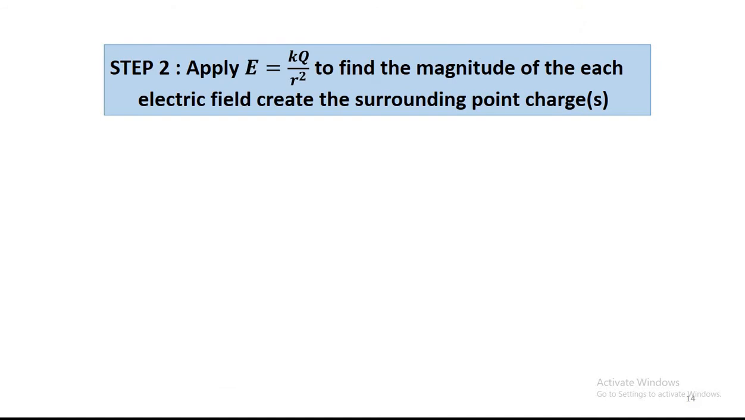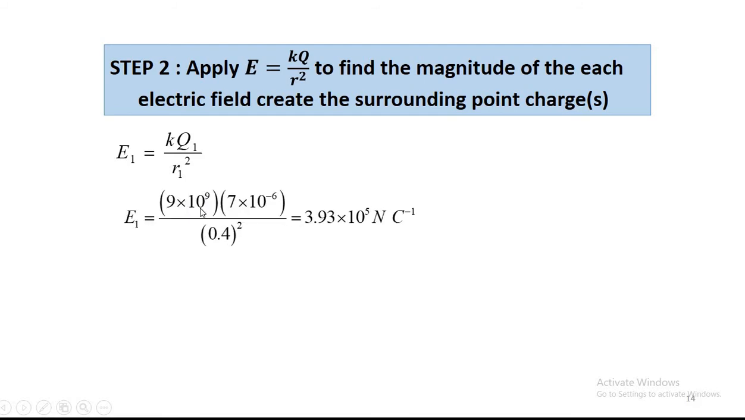Step 2. Apply E equal to KQ divided by R squared. Find the magnitude of each electric field created by the surrounding point charge. E1 equal to KQ1 divided by R squared. Substitute the value K, 9 times 10 to the power of 9, multiplied by 7 times 10 to the power of negative 6, divided by 0.4 squared. You get 3.93 times 10 to the power of 5 Newton coulomb negative 1.